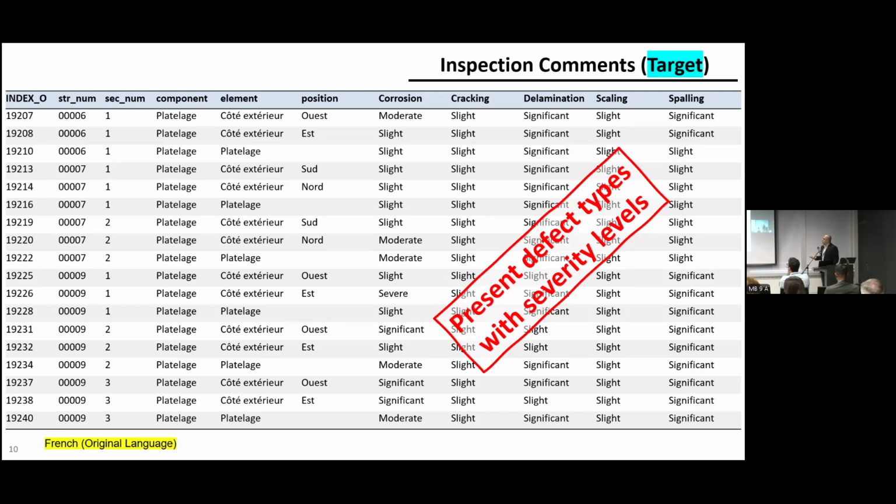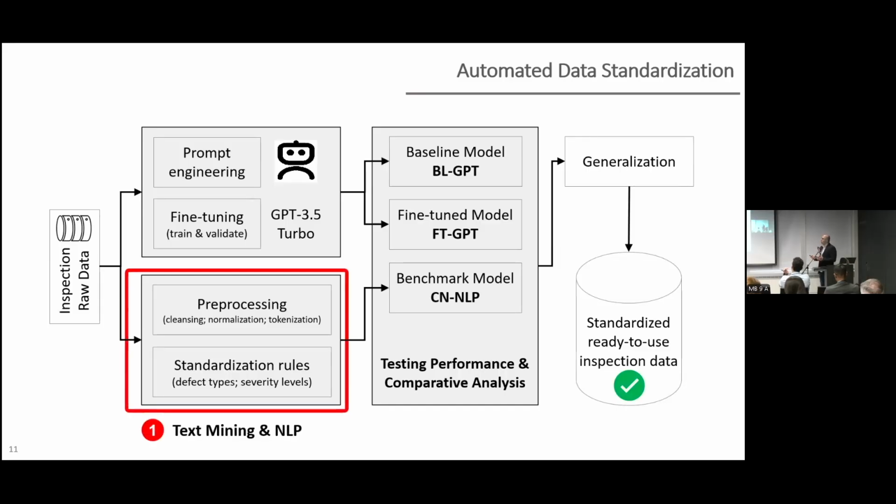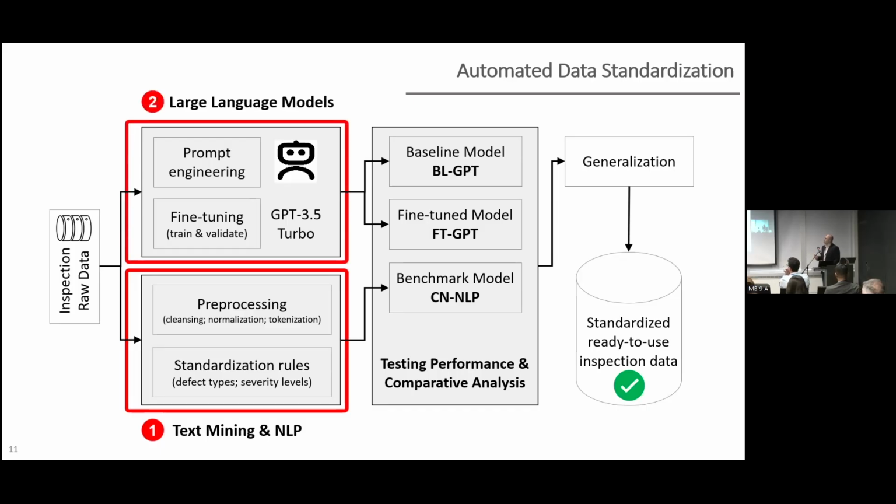To convert this data into this format, two methods were actually used. The first one is conventional natural language processing and text mining using tokenization, lemmatization, and so on. And the second method is the use of large language models. For the large language models, two models were used: the baseline one without any fine-tuning, and the second one fine-tuned with specific data from our inspection reports.